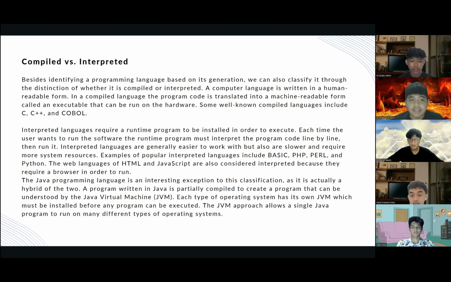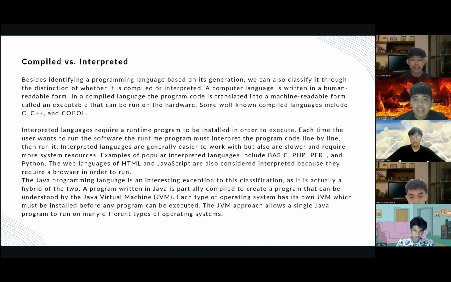Compile versus interpret. Besides identifying a programming language based on its generation, you can also classify it through the distinction of whether it is compiled or interpreted. A computer language is written in a human-readable form. In a compiled language, the program code is translated into a machine-readable form, called an executable, that can be run on the hardware. Some well-known compiled languages include C, C++, and COBOL.